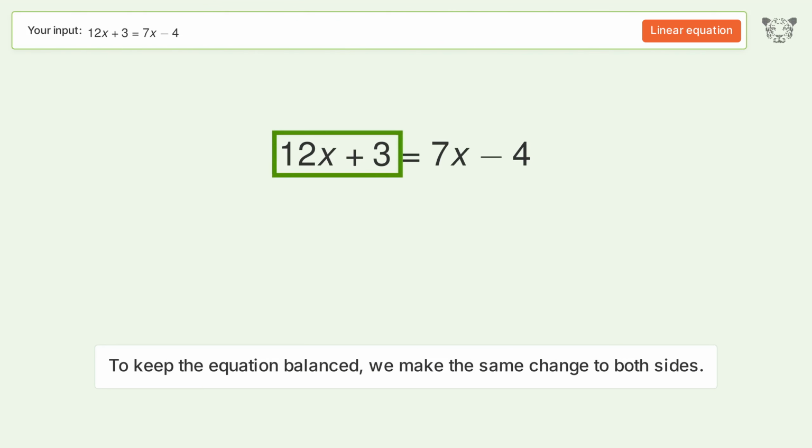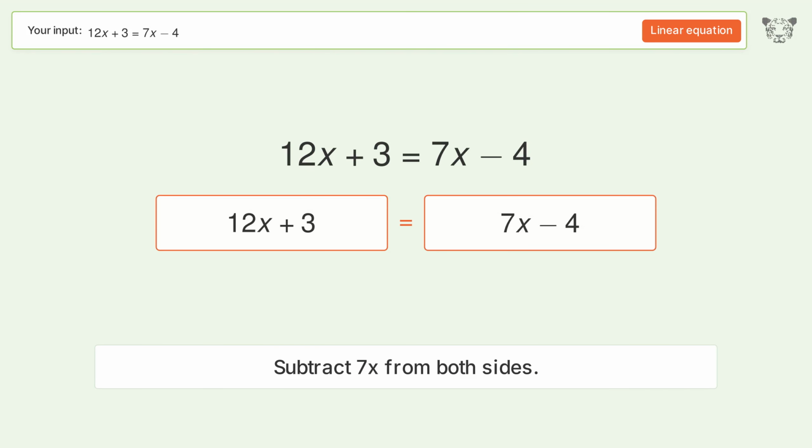To keep the equation balanced, we make the same change to both sides. The right side has 7x. To collect the x terms on one side, subtract 7x from both sides. That gives 5x + 3 = -4.